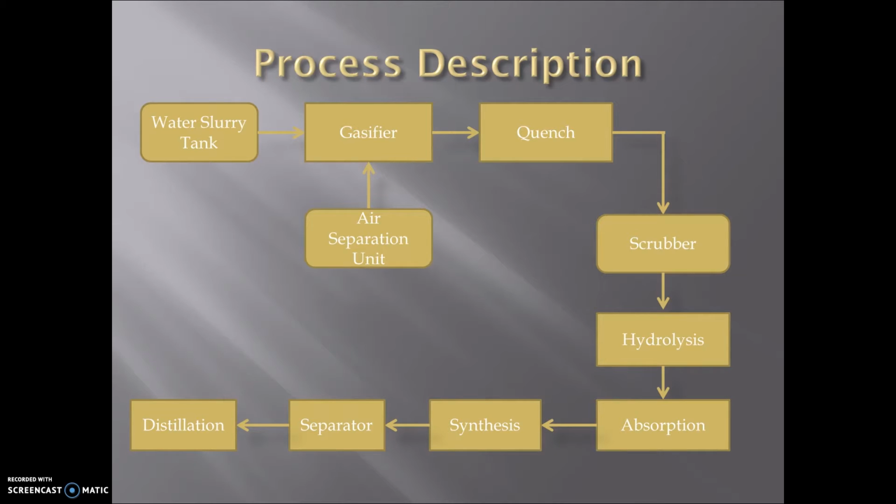Next, the synthesis converts carbon dioxide and carbon monoxide, in the presence of hydrogen gas, to produce methanol and water. Next, the separator is used to separate the impurities from the methanol solution. Next, the distillation column is used to separate the liquid methanol from the H2O. That's it for the process description.